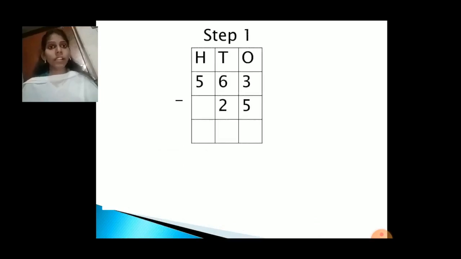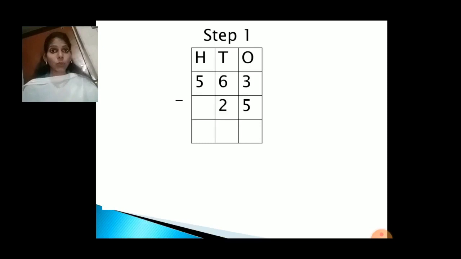So let's see with an example. Step 1, see this example. Here you have to subtract a 2-digit number from a 3-digit number. It means 563 minus 25.